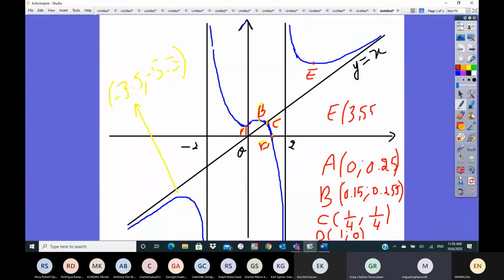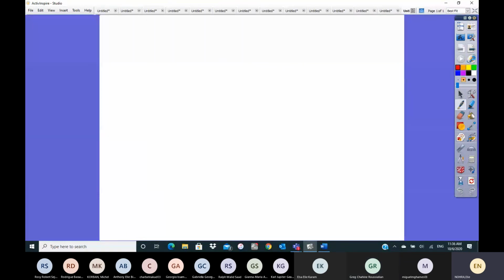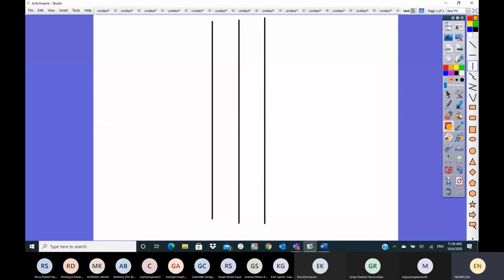Bro, table of variation. Yes, I know, but Greg, you with me? Yes, sir. Okay. I will be coming back to this one, but let me do something first. Didn't we say that, first of all, we draw the asymptotes? Yes. Okay, let's do it.